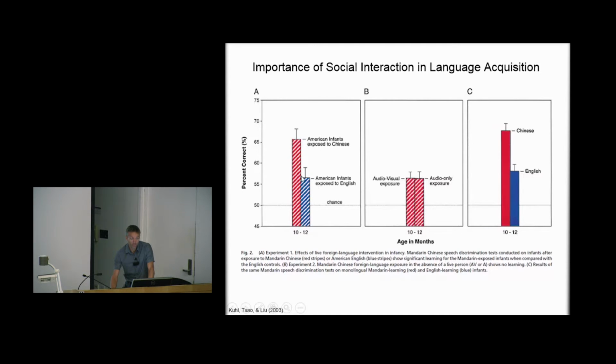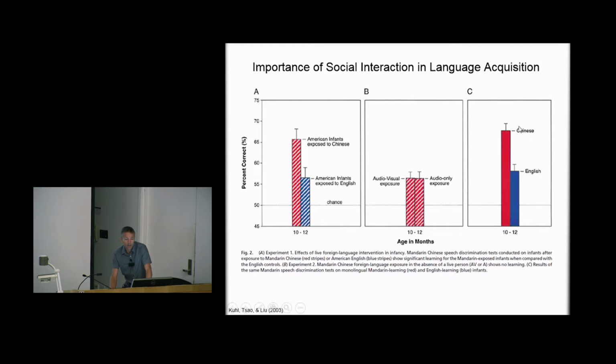So exposure by itself during this critical period of between 8 and 10 months of age is very important. Then this graph shows that the social interaction is key. Some of these kids were just put in front of a television screen and they were seeing the same thing, but just unfolding over television. Some kids only got the audio only, and these kids didn't learn very much at all. They were as knowledgeable about this Chinese contrast as the American infants that never heard this contrast.